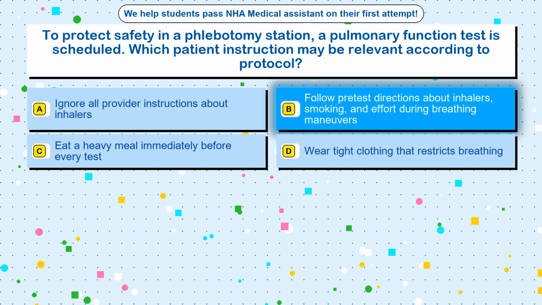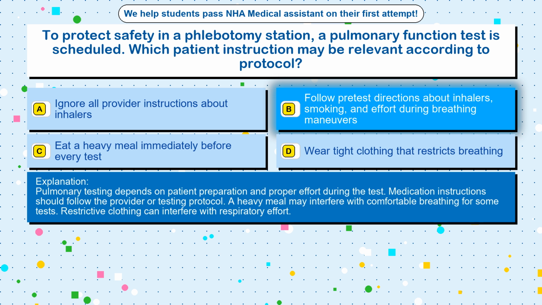The correct answer is option B, follow pretest directions about inhalers, smoking, and effort during breathing maneuvers. Pulmonary testing depends on patient preparation and proper effort during the test. Medication instructions should follow the provider or testing protocol. A heavy meal may interfere with comfortable breathing for some tests. Restrictive clothing can interfere with respiratory effort.